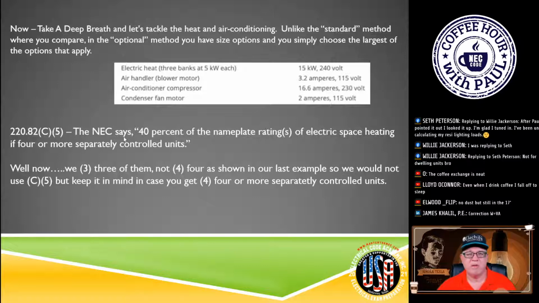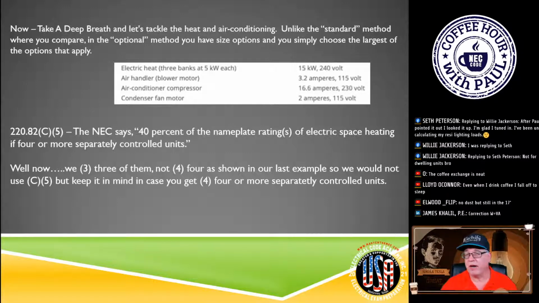All right. So the next one was C5. Now, this one is if we had 4 or more separately controlled units for electric space heating, which we did not have. We have 3. So we're not going to use C5. But if we did, then you could take those at 40% of their nameplate rating and compare that to all the other options that are available.